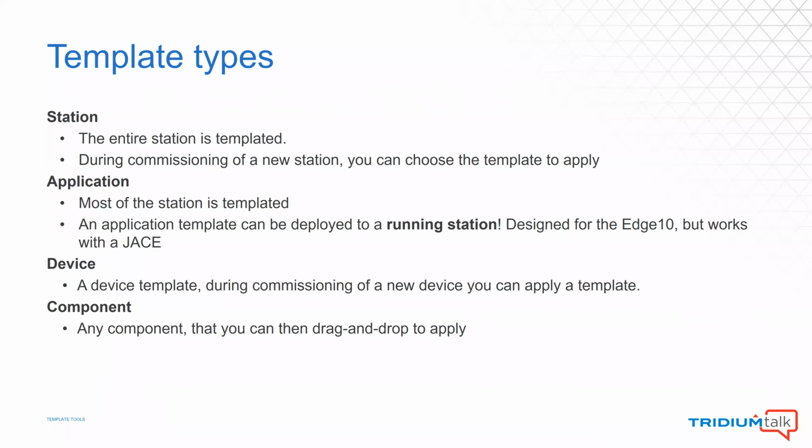So there are 4 types of stations, as I alluded to. There's the entire station, which we're familiar with. There's this new one, application template, which is available in 4.7, which is pretty much designed for the Edge controller. When you buy an Edge controller, the Edge 10 from us, it essentially has an application running on there, and it would not be a good thing if I had to shut that station down to be able to apply a template. So this application template is new for 4.7.